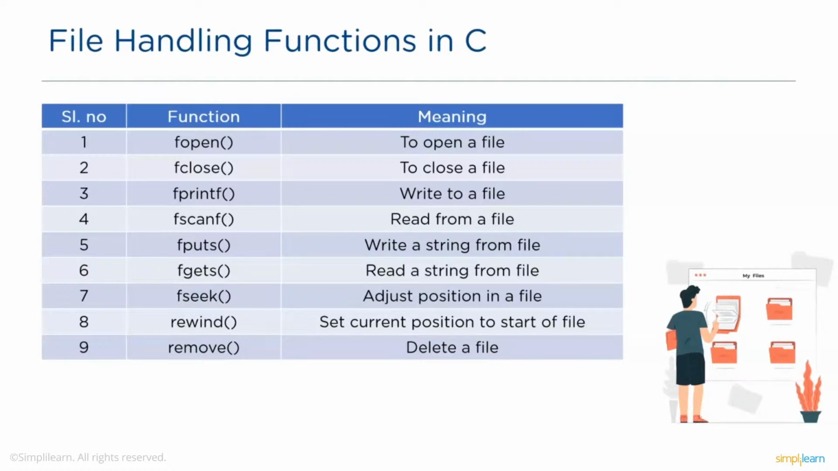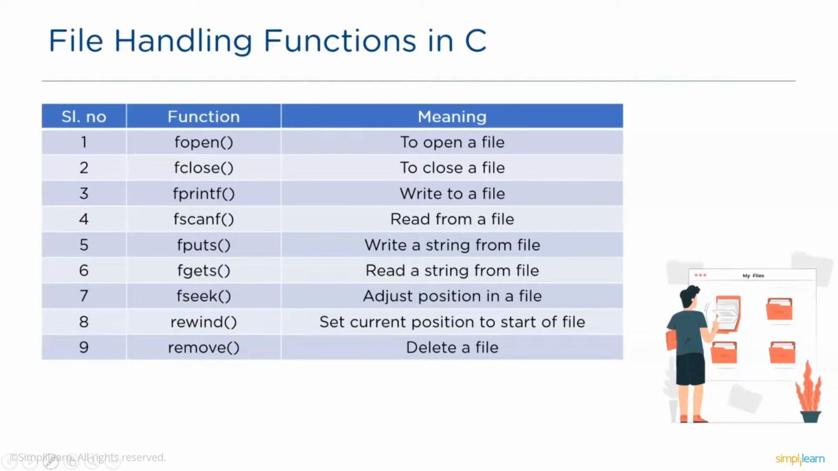Next, the fprintf function is similar to the printf function. As we all know, the printf function is used to print the output, or we can say it is used to print the result on the console, whereas the fprintf function is used to write values in the specified file. Up next we have the fscanf function, which is similar to the scanf function. Again, we know that the scanf function is used to take inputs from the user, whereas the fscanf function is used to read data or information from the specified file. Next, we have the fputs and fgets functions, used to write and read strings from files respectively.